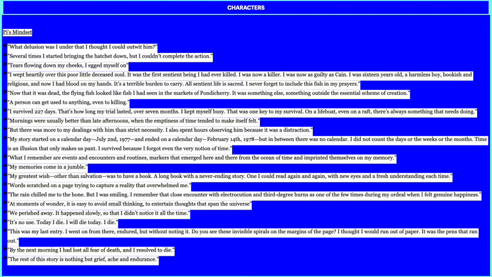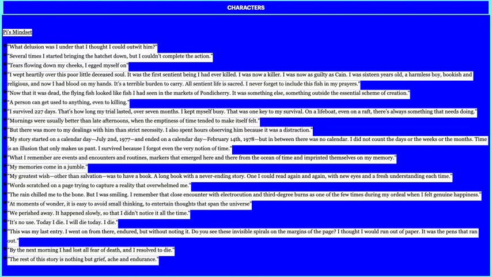What I remember are events and encounters and routines, markers that emerged here and there from the ocean of time and imprinted themselves on my memory. My memories come in a jumble. So here, talking about his memories and how the story that we're reading, as much as we want to believe every word of it, maybe he's focused too much on one thing and left out another thing because it's just using his memories. He didn't have any notion of time while he was alone in the middle of the Pacific.